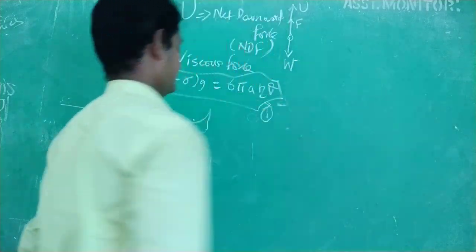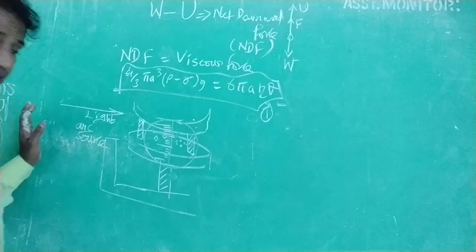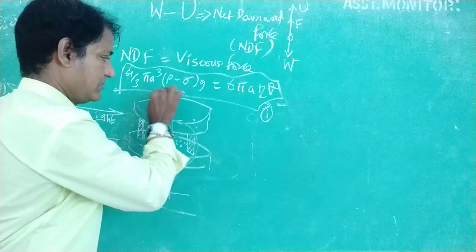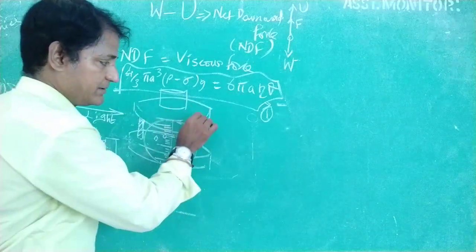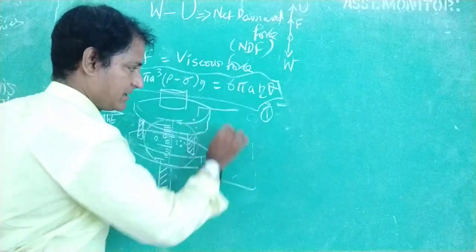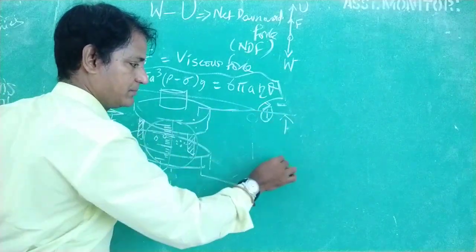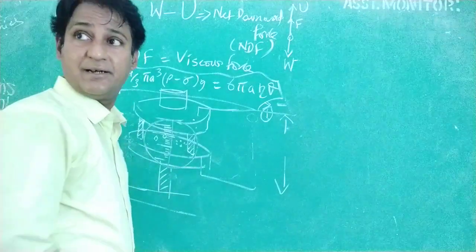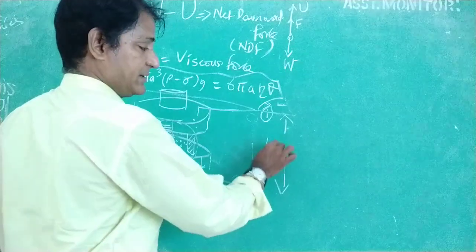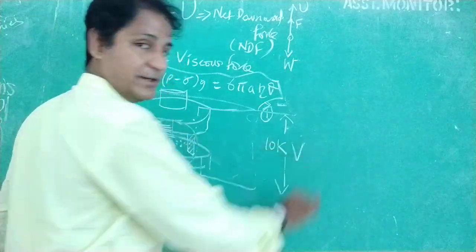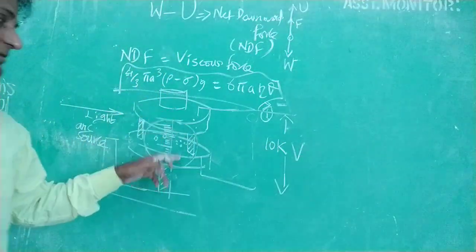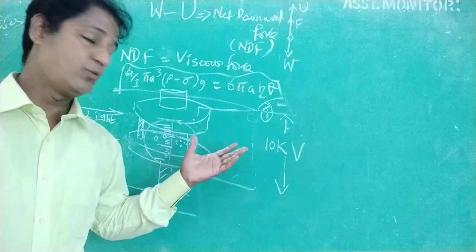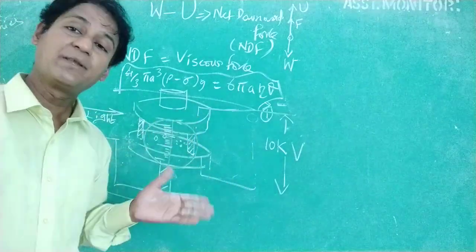And see, if these two plates are connected to some high voltage source, here we apply 10k volt. So 10k volt of voltage is applied between the two circular discs. So we are applying an electric field.